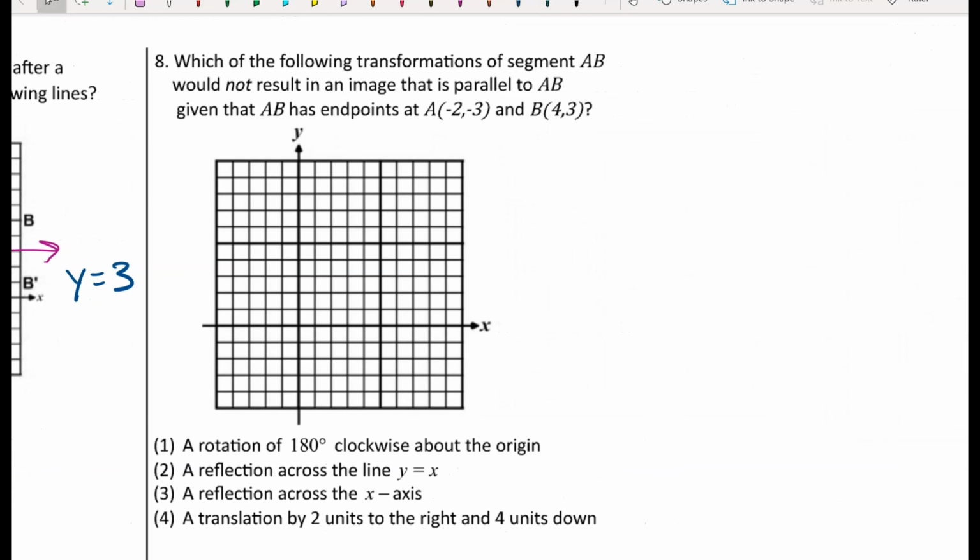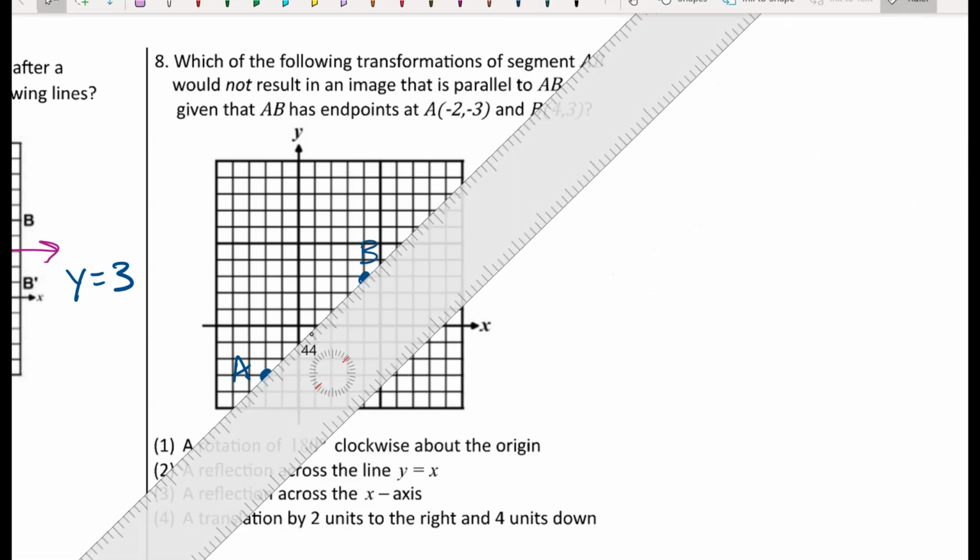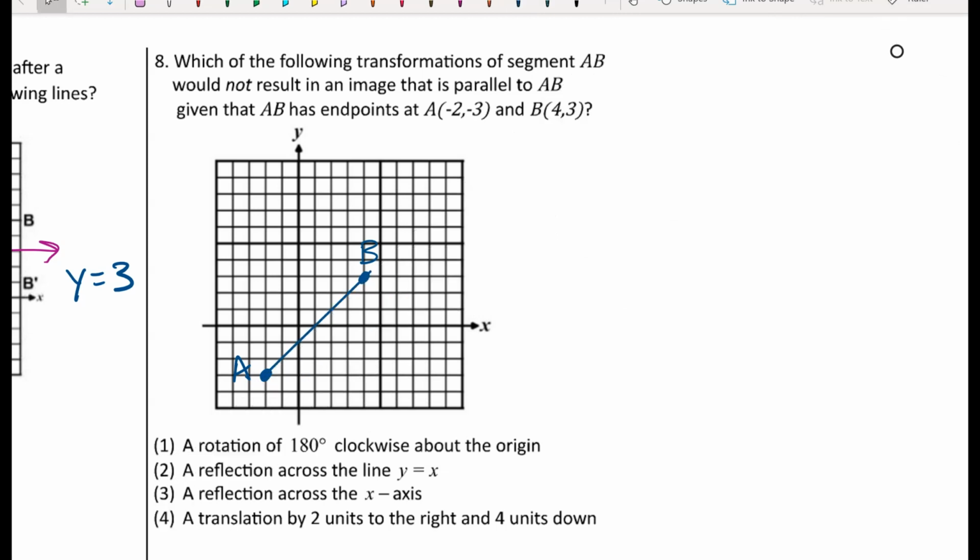For number 8, which of the following transformations of segment AB would not result in an image that is parallel to AB, given that AB has endpoints negative 2, negative 3, and 4, 3? I'm just going to plot that. Now I'm plotting this just to give myself an idea of what this would look like, even though I might not need the graph here. A rotation of 180 degrees around the origin. Well, I know rotating 180 degrees by definition should give me something that's just flipped directly around to look like that, so those should be parallel.